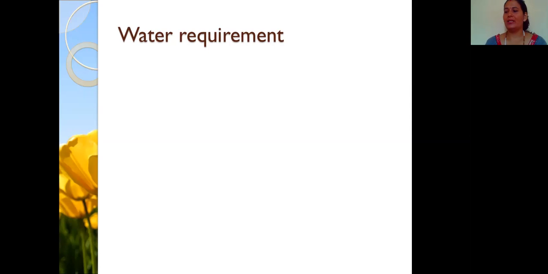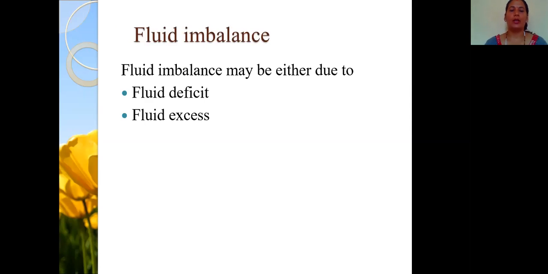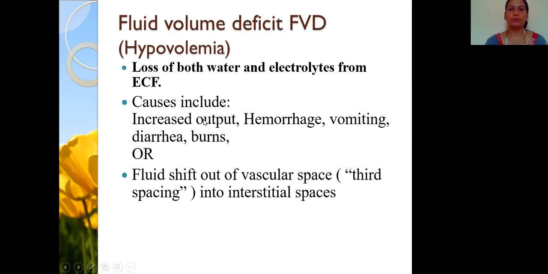Okay, this is the normal intake and output of fluid in a healthy adult. Now we have come to the end of a general brief review. Now we will be discussing fluid imbalance. The fluid imbalance may be either due to fluid deficit or fluid excess. If the amount of fluid in our body is more, that means excess, and if it is less, it means deficit. Both conditions are regarded as fluid imbalance.